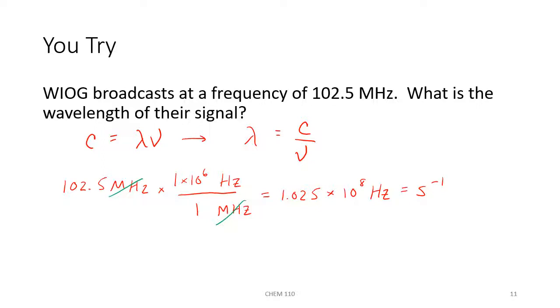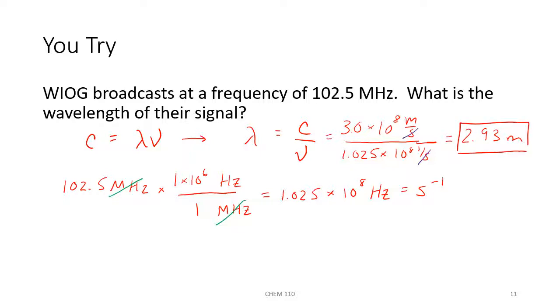Now we can plug that into our formula. C we know is the speed of light, which is 3.0 times 10 to the 8th meters per second, divided by our frequency in hertz that we just solved for, 1.025 times 10 to the 8th 1 over seconds, or inverse seconds. In this example, our units of seconds will cancel, and we'll be left with units of meters for our wavelength. And we should get 2.93 meters for our wavelength of that radio station.